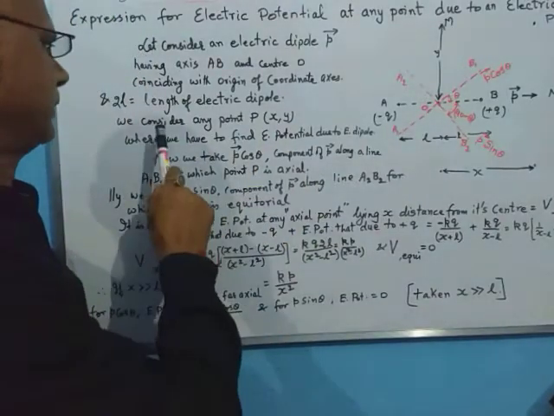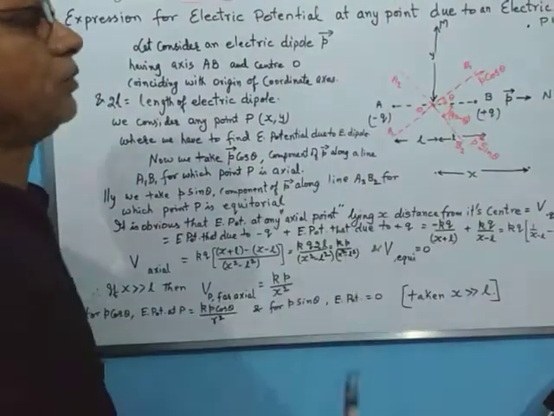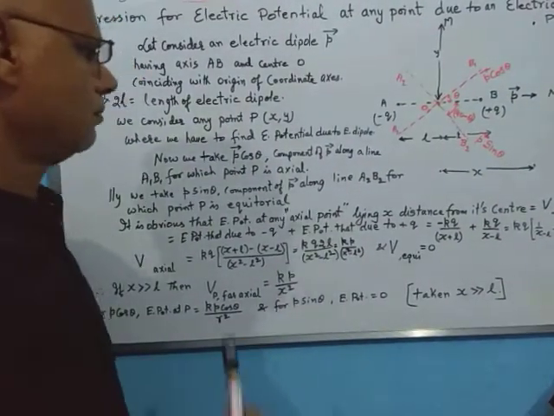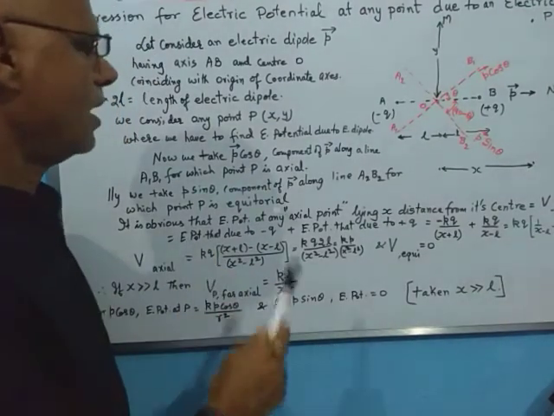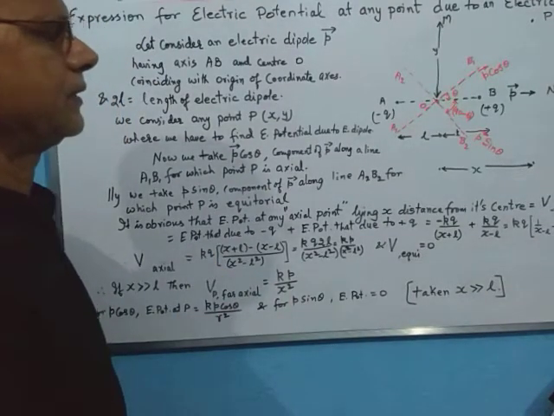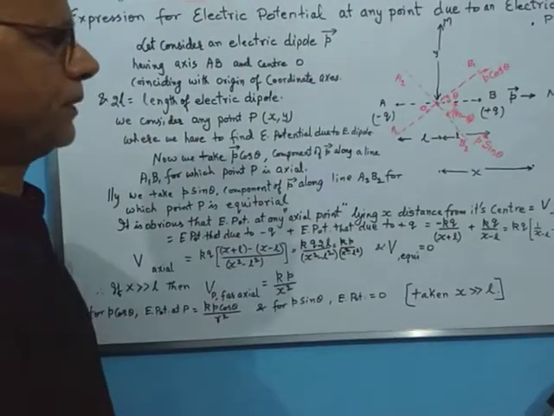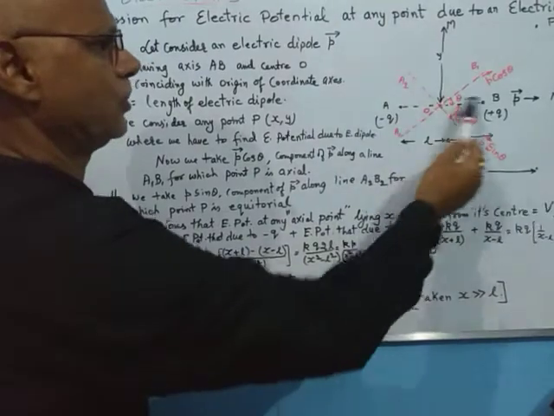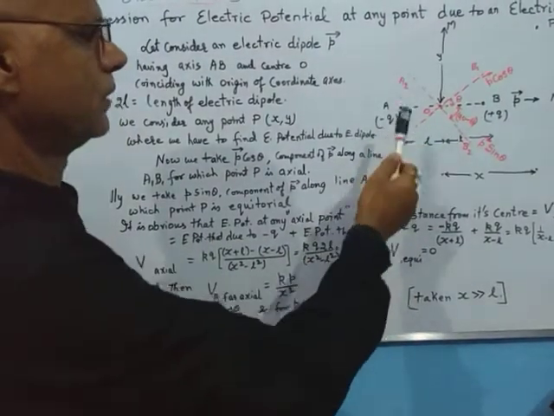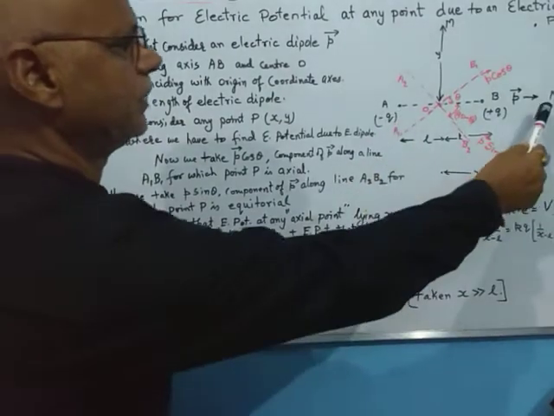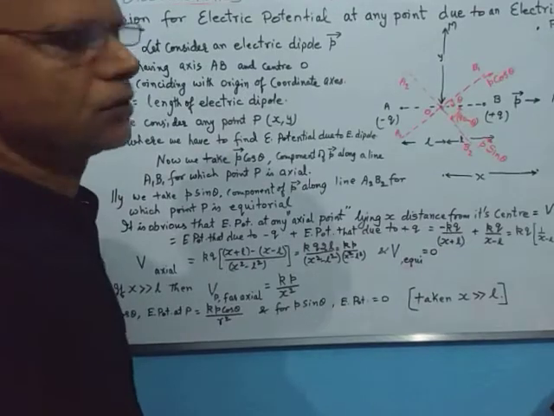So let us say we have to find the electric potential at any point P whose coordinates are x and y, but we are not going to talk about it right now. At first, we will find the electric potential due to an electric dipole at any point n, say for example, which lies on the axis of the dipole.